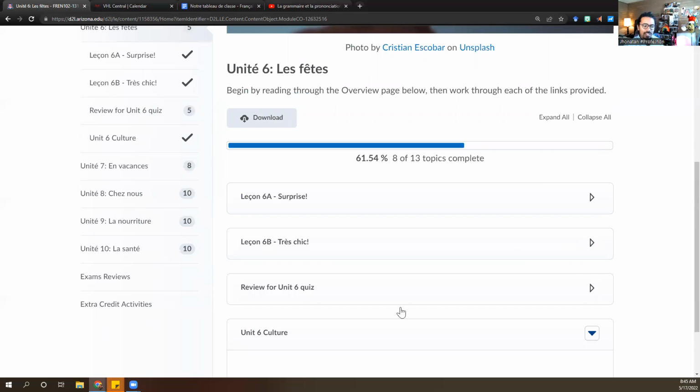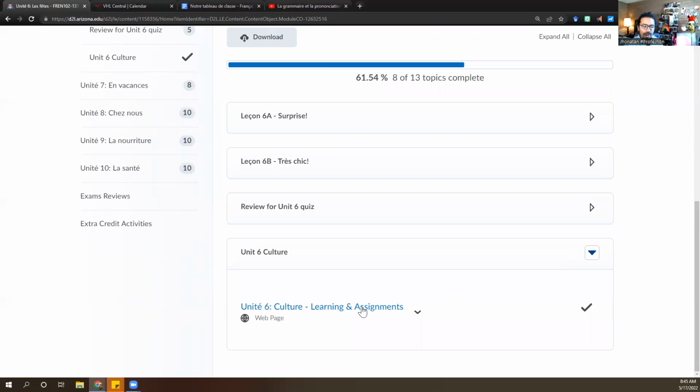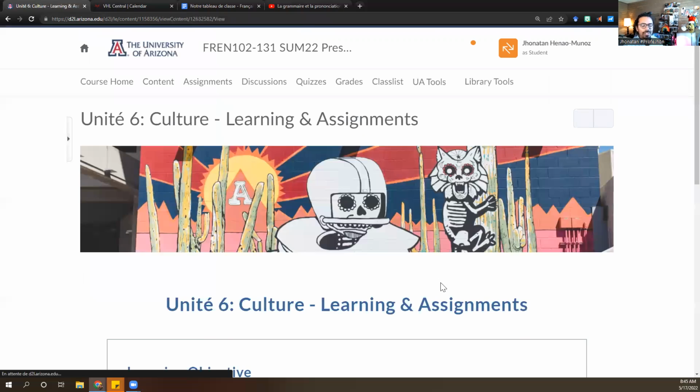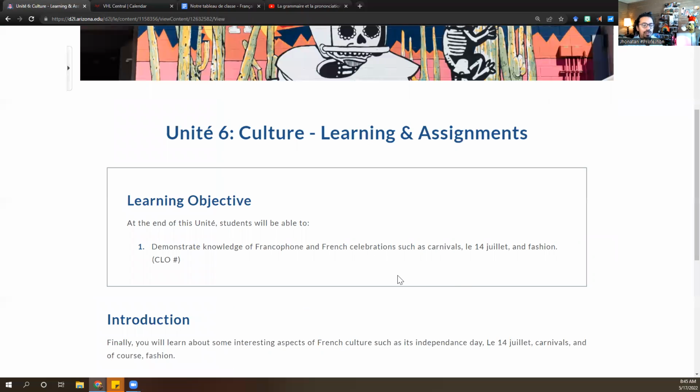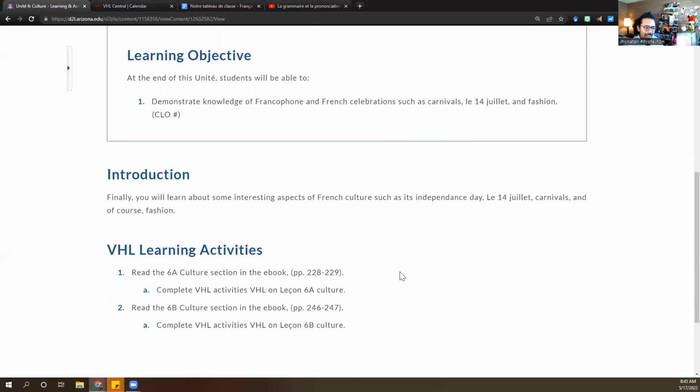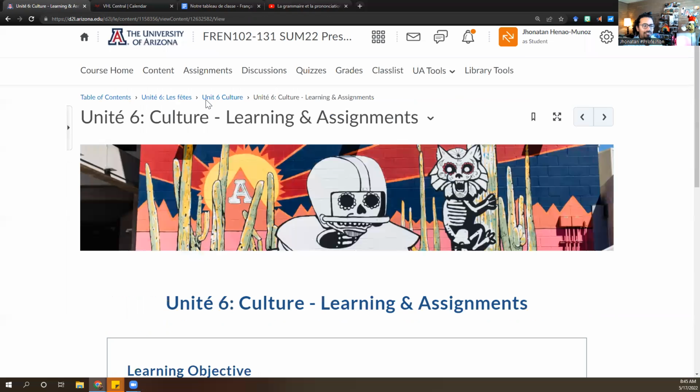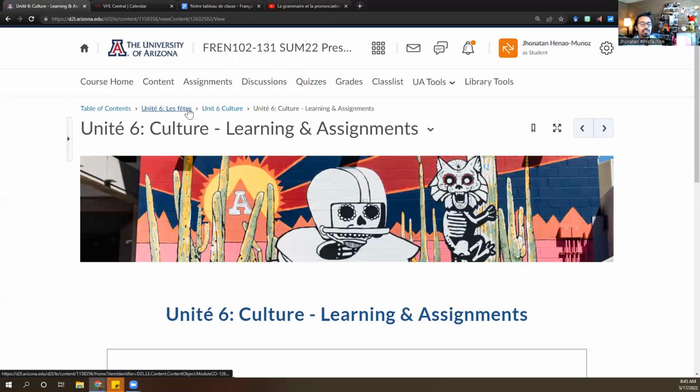Then the last thing you have is the culture part. What is here? So you are going to have around 2-3 readings regarding the culture, and the idea is that you can demonstrate knowledge of Francophone and French celebrations such as Carnival, Le 14 Juillet, and fashion. So finally, you will learn about some interesting aspects of French culture related to Independence Day, Le 14 Juillet, carnivals, and of course fashion. You have to complete some readings in the cultural section of the ebook, and then you are going to complete some activities in VHL. After that, you are done with Unit 6.